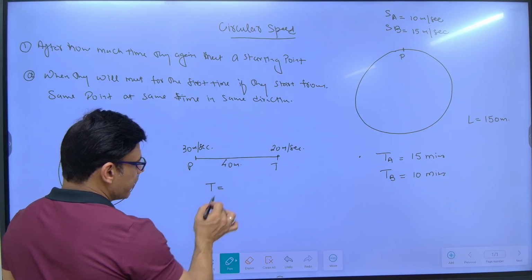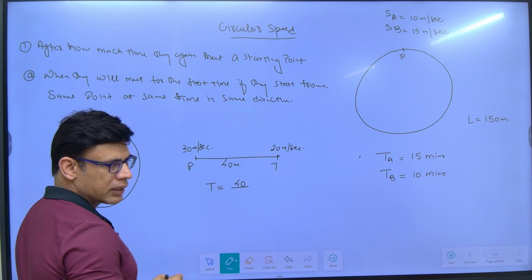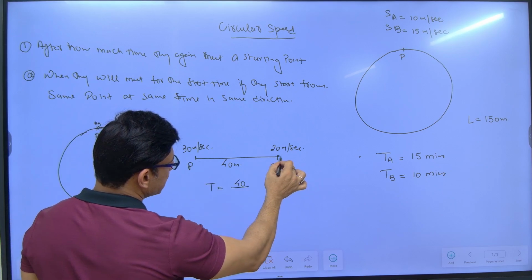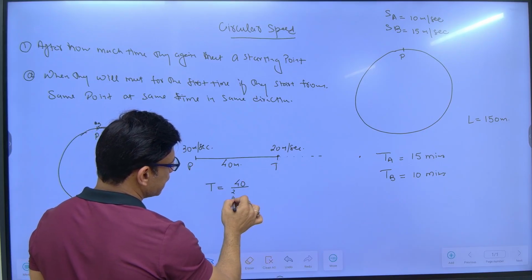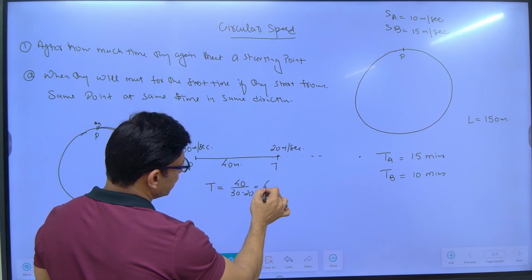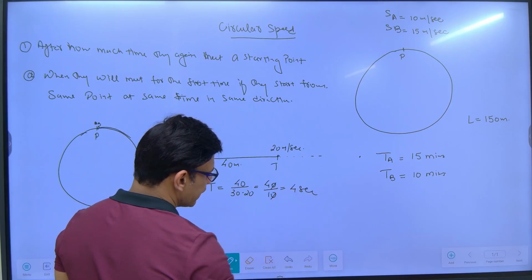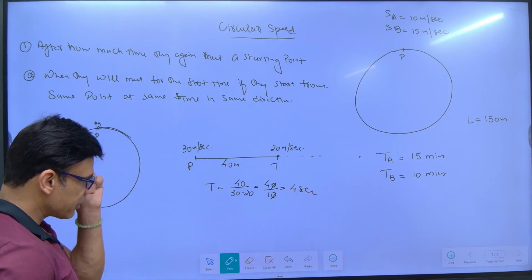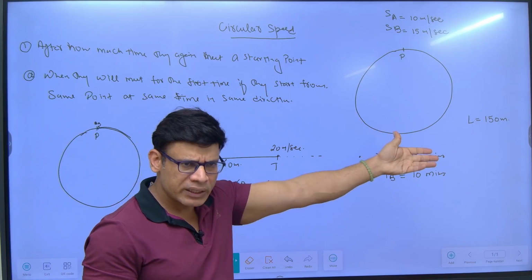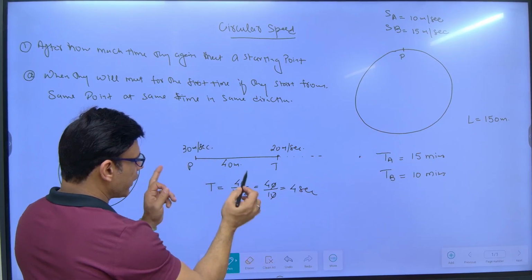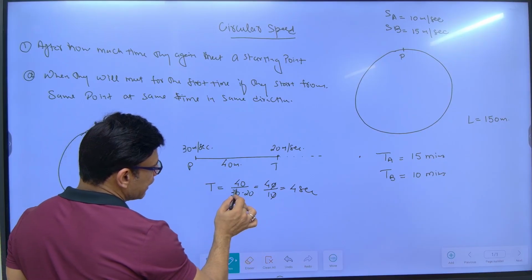So, time will be given by the relative distance between them, which is 40, divided by the relative speed. When two objects are moving in the same direction, it is this minus this, which is 30 minus 20. So it is 40 by 10, which is 4 seconds. So what exactly is happening here in 4 seconds? Are they meeting here or somewhere here? Somewhere outside, right? But what is the meaning of this 4 seconds? And why are we taking this minus this?